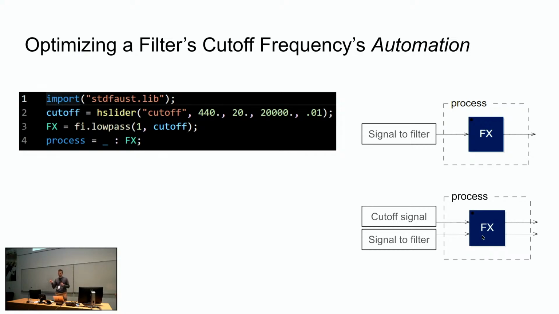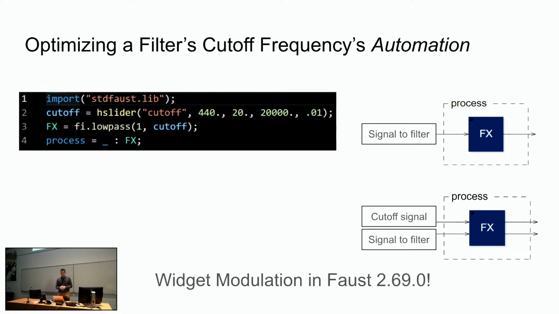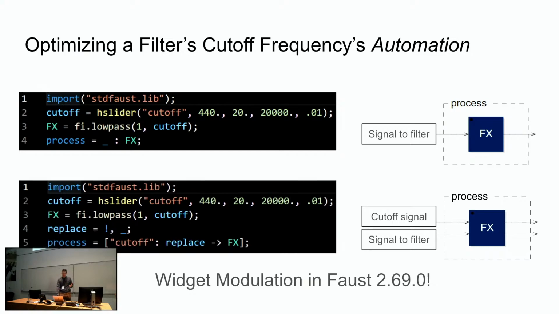We want, inside the block diagram, the cutoff signal to be lifted out. And the way we do that is with a new feature in Faust, which is widget modulation. It was introduced in Faust 2.6.9.0.